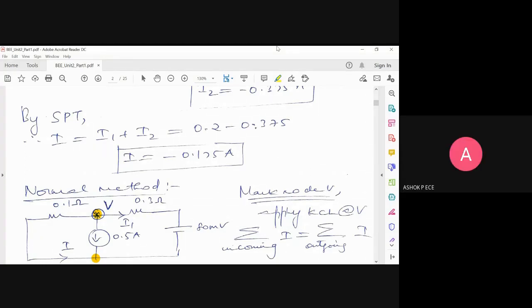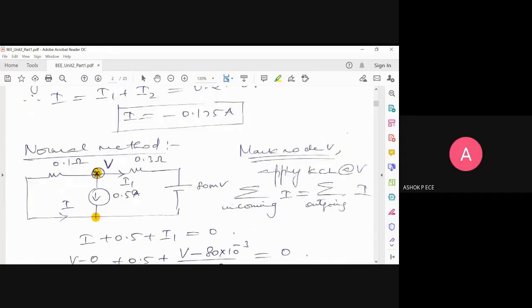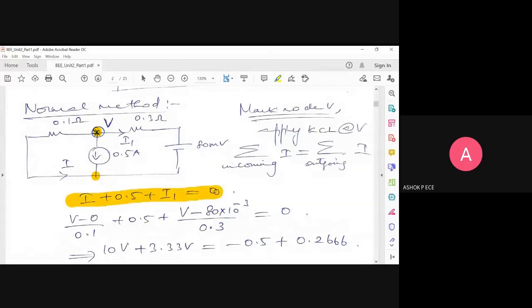At the node, how many currents are coming in? Two currents are going out, correct? 0.5 and I1 are going out. Yes, sir. What about I? Is I coming out or going towards V? Moving out, sir. So there is no incoming current. All the currents are moving out, correct? So what is the equation? I plus I1 plus 0.5 equal to 0, sir. Yes, very good. See here, I plus 0.5 plus I1 equal to 0. Okay, sir. Now write the expression for I and I1 and find out V.